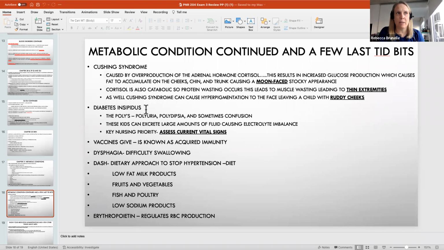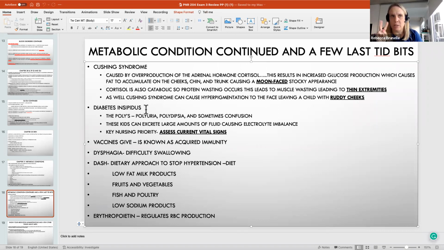And then diabetes insipidus, these are just two P's. This is the polyuria, polydipsia. This is the one where there's very, very brisk urine output. And so you're going to be paying attention to vital signs, in particular their blood pressure, because they're losing so much fluid because of their urine output.